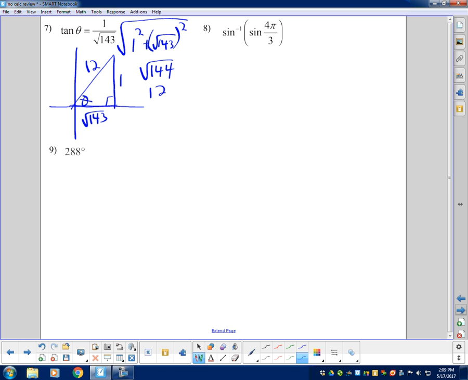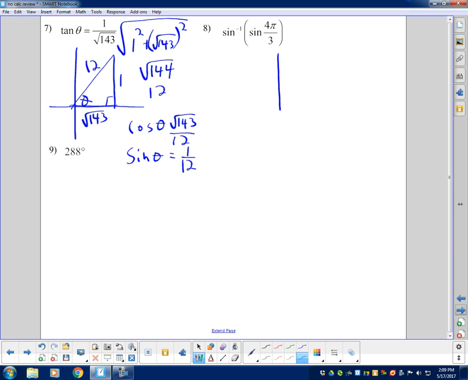So it says find the values of sine theta and cosine theta. So we are in the first quadrant. Cosine theta is adjacent, square root of 143, over hypotenuse, 12, and sine of theta is going to be equal to opposite, 1 over hypotenuse, 12.